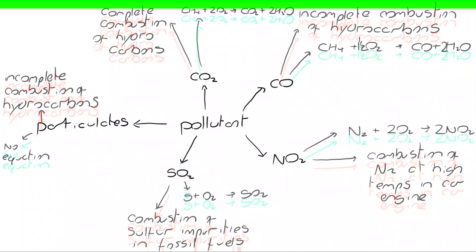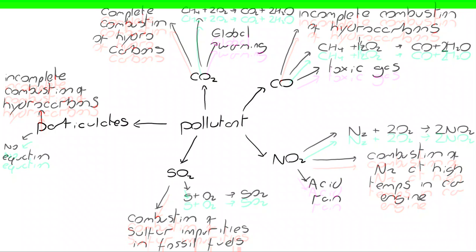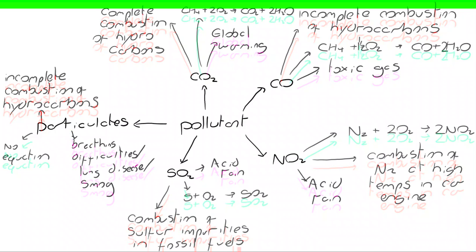Going to move on, and in purple, I am going to give what they actually cause. CO2 causes global warming, and carbon monoxide is a toxic gas that causes suffocation. You need to be familiar with all of these facts. NO2 is a cause of acid rain. SO2 is also a cause of acid rain. And finally, particulates. Well, if you breathe in particulates, you might get breathing difficulties. It can cause lung disease, and you can get photochemical smog.